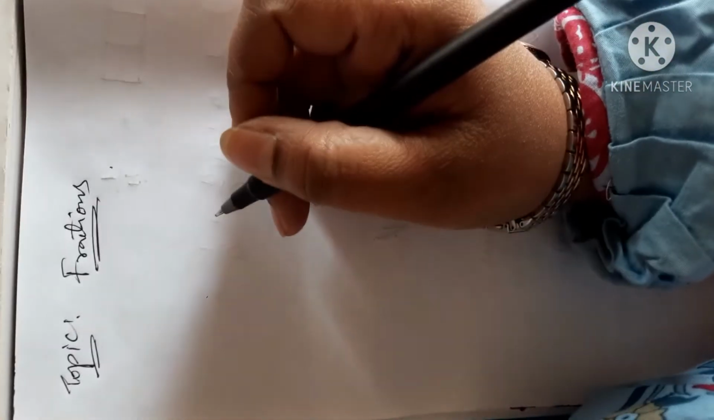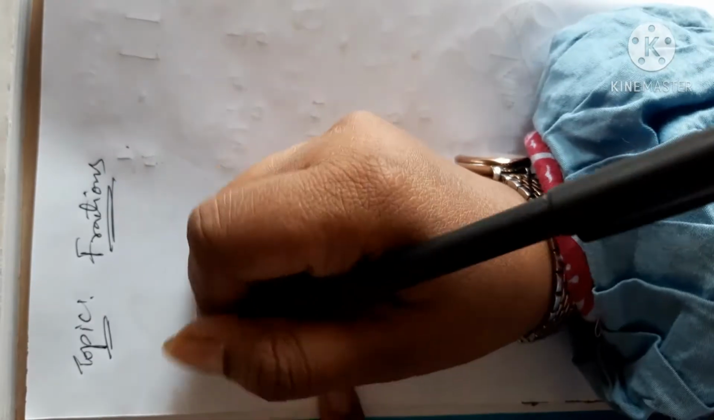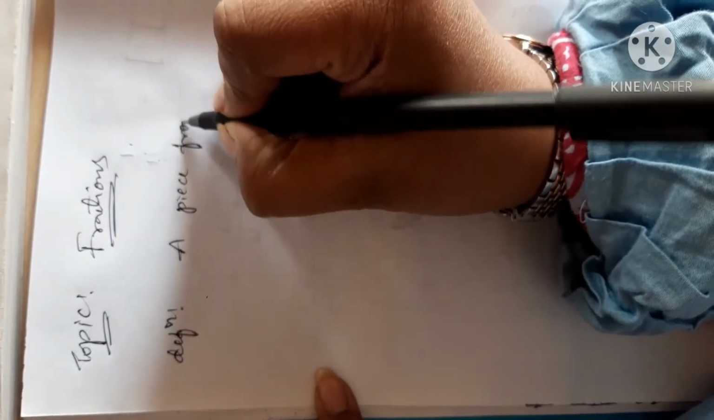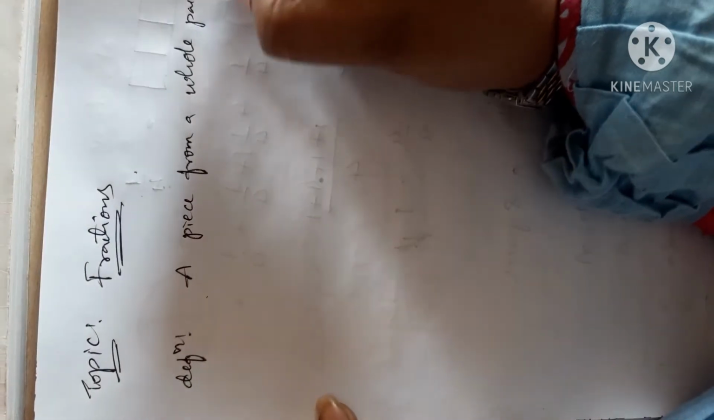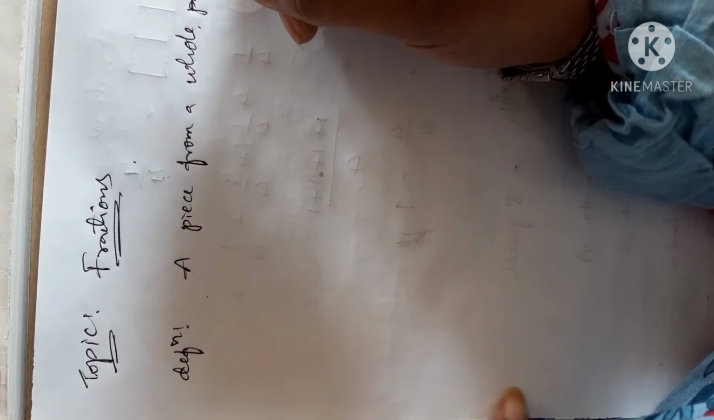Today's topic is fractions. Same introduction to fractions, part 2. So, what is this actually? Fractions are nothing but a piece from a whole. From a complete figure, you are taking just a piece. So that is denoted as a fraction.